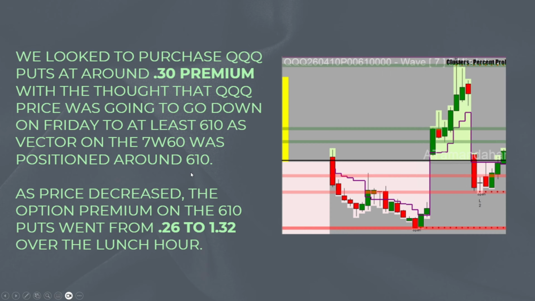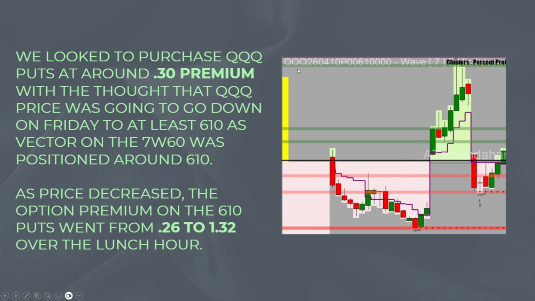7-wave 60 vector was around 610. So I was like, okay, I was looking at the 610 puts because we were going to ideally hit at least 610. So as the price of QQQ decreased, the option premium on that 610 put went from 26 cents to $1.32 in about an hour. And so this is actually the fractals chart of that particular QQQ options contract.